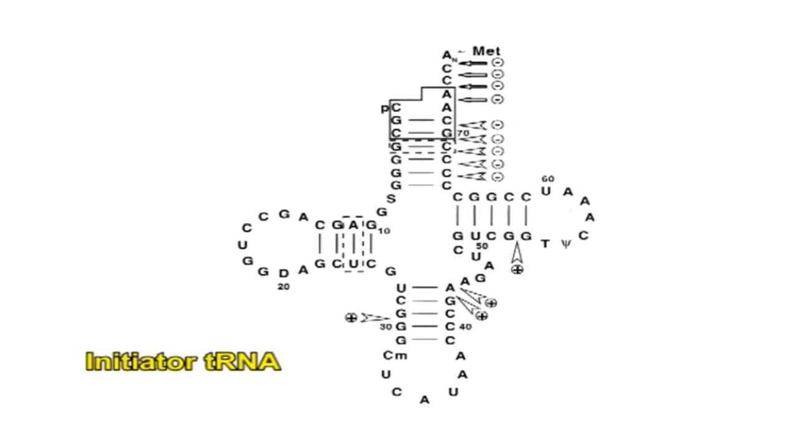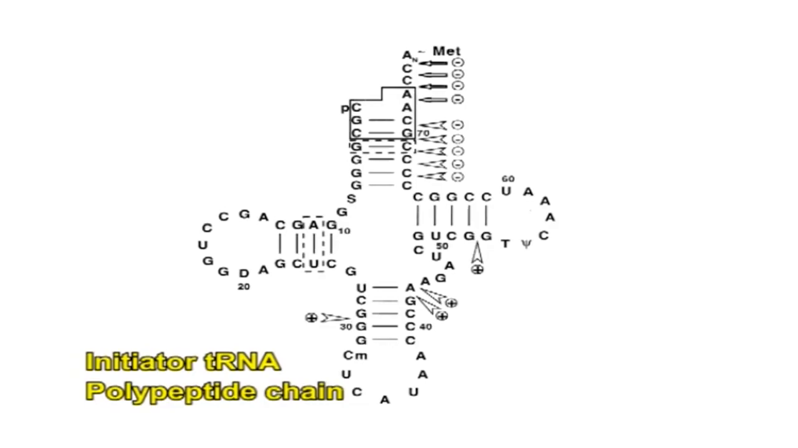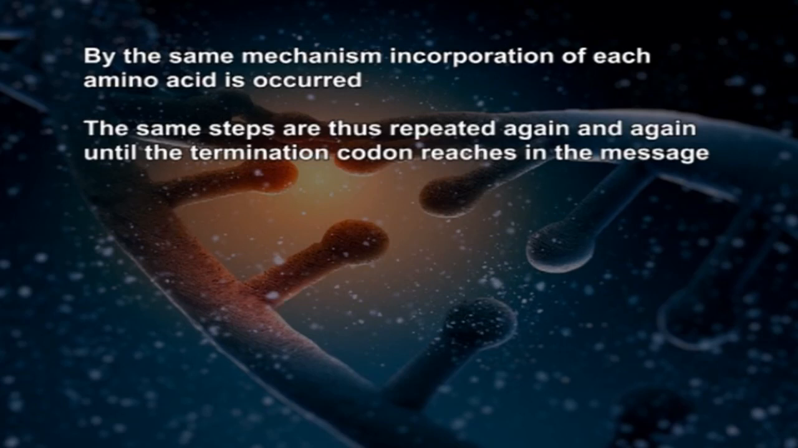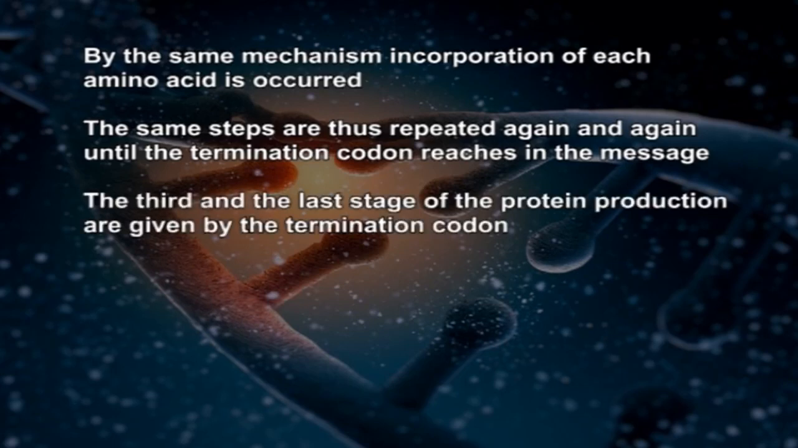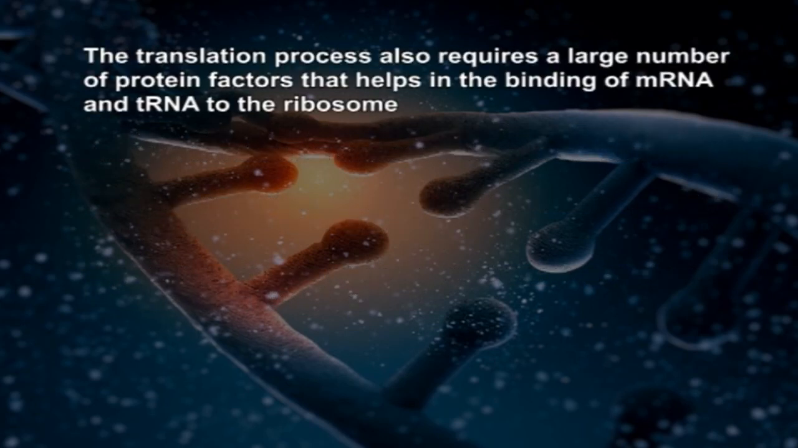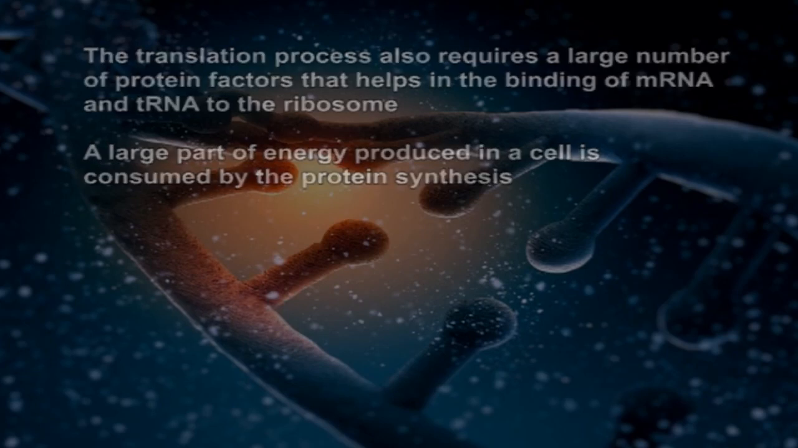In the elongation step, according to the sequence determined by the message, the amino acids are joined to the polypeptide chain. By the same mechanism, incorporation of each amino acid occurs. The same steps are thus repeated again and again until the termination codon is reached in the message. The third and last stage of protein production is signaled by the termination codon. Termination occurs when the ready-made protein is released from the ribosome. The translation process also requires a large number of protein factors that help in the binding of mRNA and tRNA to the ribosome. A large part of the energy produced in a cell is consumed by protein synthesis.